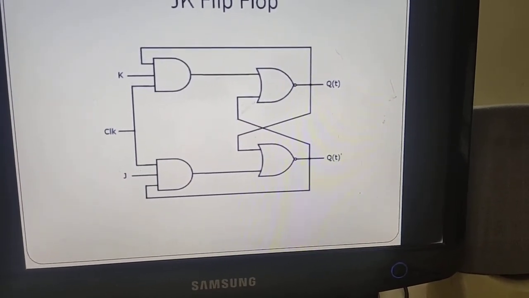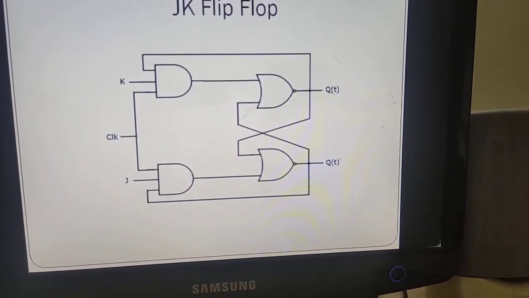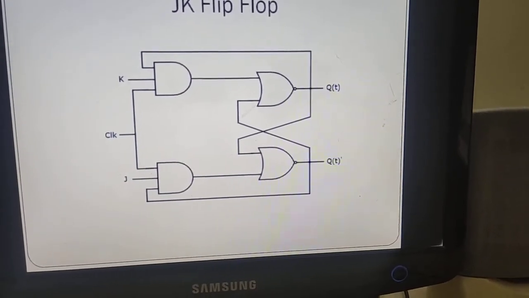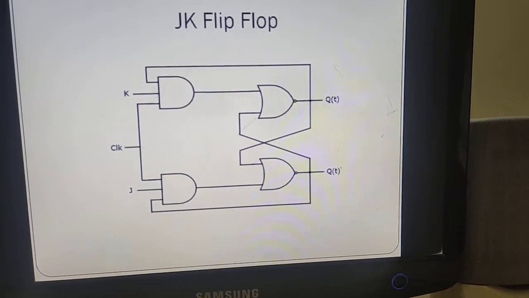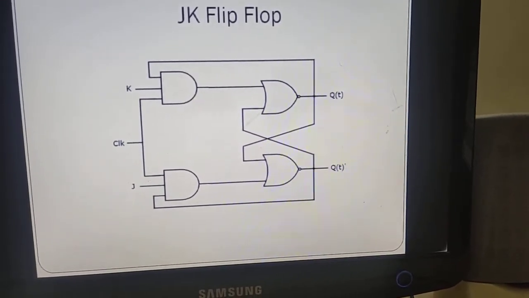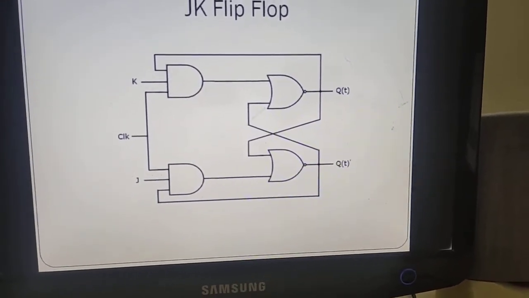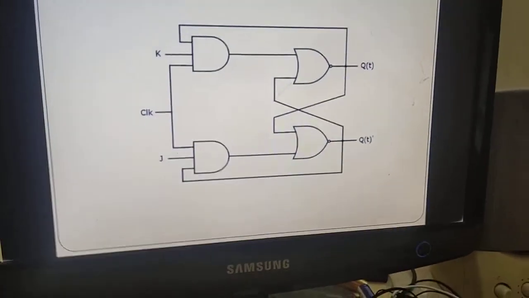So here we are going to see how this situation is avoided. The working of this JK flip-flop is similar to your SR flip-flop up to the point of 0,0; 0,1; 1,0. From 1,1 only, it changes.